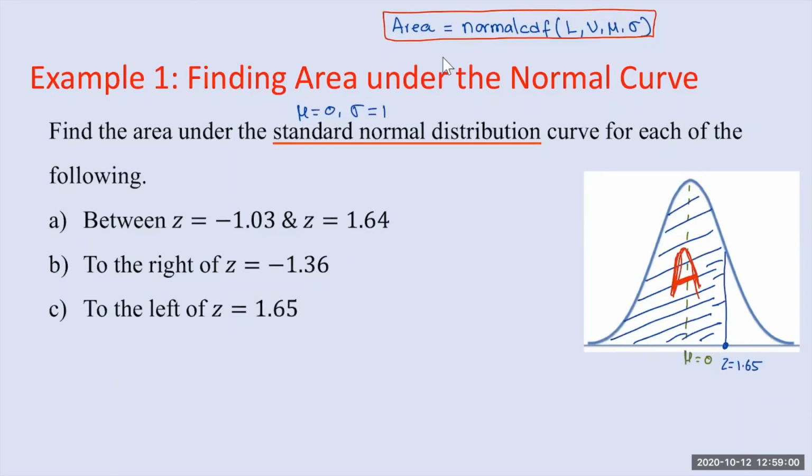We are going to use the same command here, for part C. Area A is equal to normal CDF. Now the lower limit. This area goes from the negative infinity up to 1.65. So the lower limit is negative infinity, that is negative E99. Upper limit is 1.65. Mean and standard deviation are 0 and 1 because this is the standard normal distribution. And we are going to type this in the TI-84 calculator to get the result.